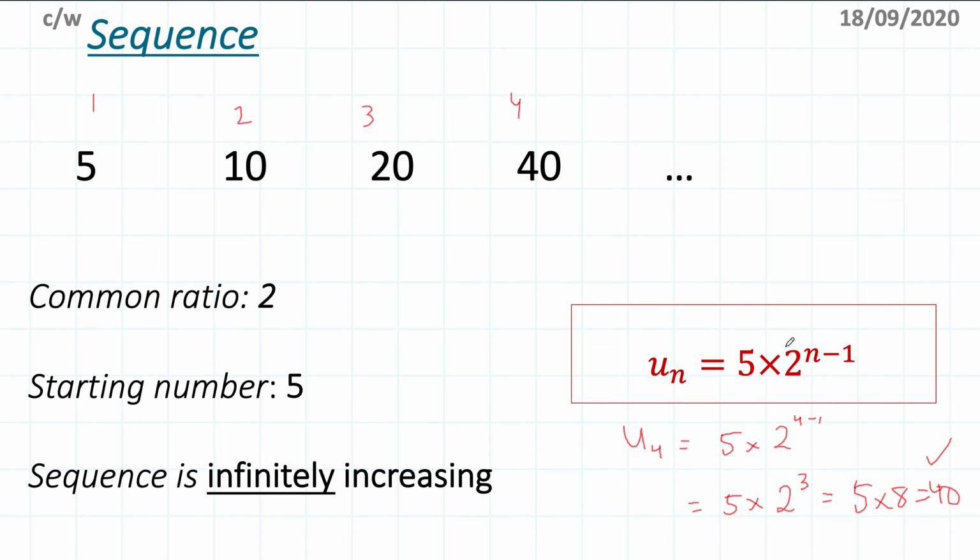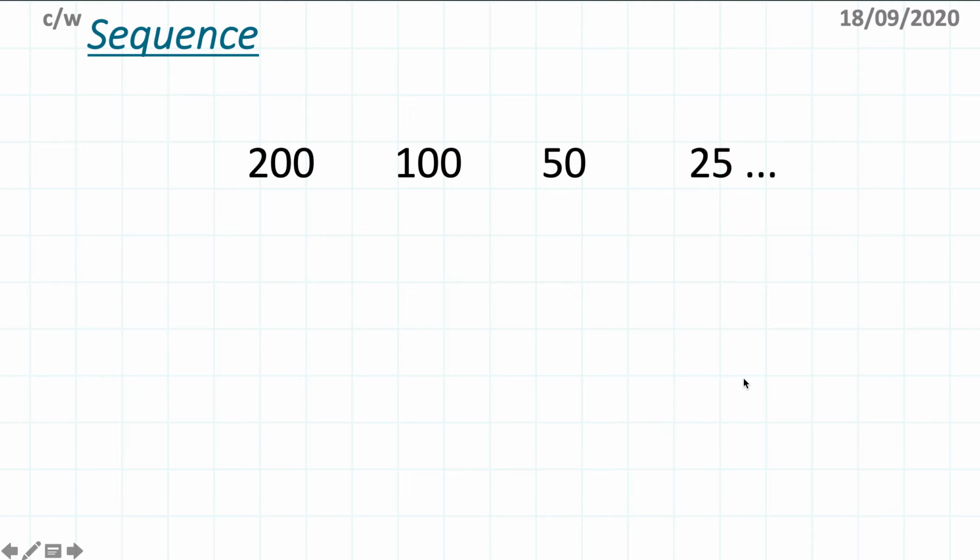And do note that the power only belongs to the common ratio. The power does not belong to the 5. And therefore, I have to write this multiplication sign between them just to separate them. Otherwise, it would look like the n minus 1 belongs to both. So make sure that you evaluate the exponent first, and then you deal with the multiplication. So that's one example. Another example is here.